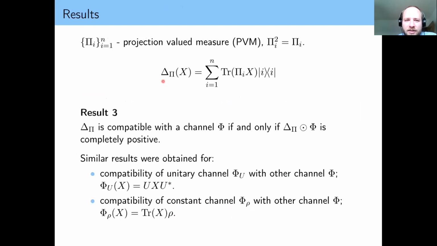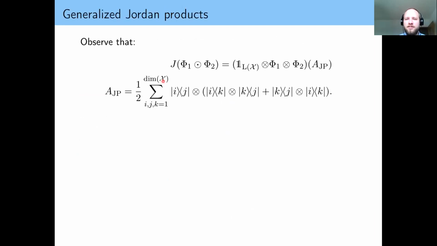But we can go even further because we can also generalize the Jordan product. And actually, we can generalize it in such a way that it's not very easy to describe this generalization in full extent for POVMs, but I will give you at least a small clue of what it consists of. And the main idea is as follows. When we define the Jordan product of channels, we basically define it by one big equation, but one can see that this can be rewritten as follows.